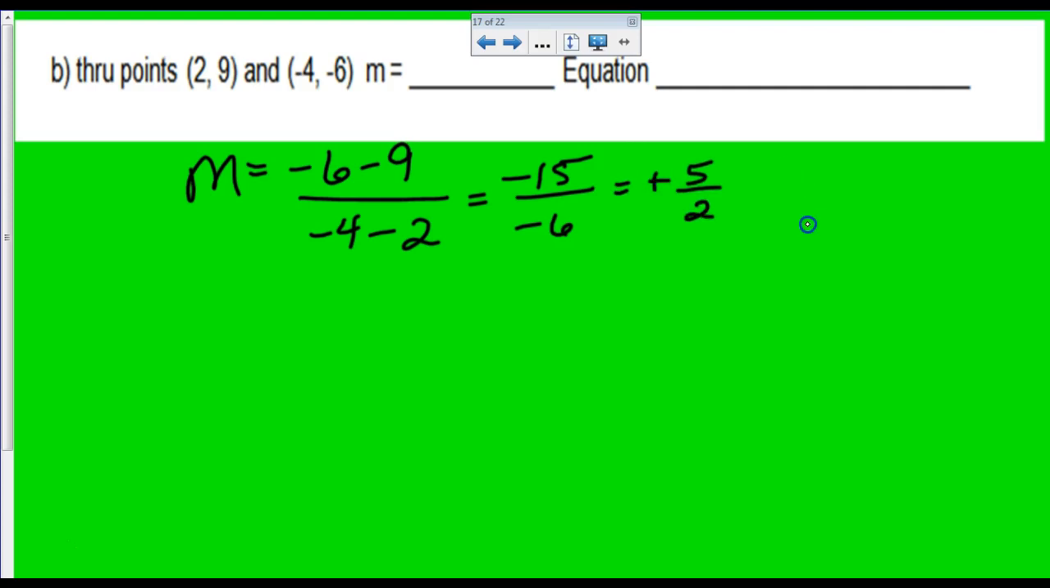Hello. Did I do that right? Yeah. So there's our slope. And then when it comes to choosing a point, you can use any point you want. Well, I don't really like negative, so I'm going to choose this positive point here.